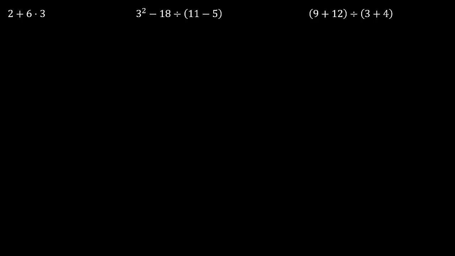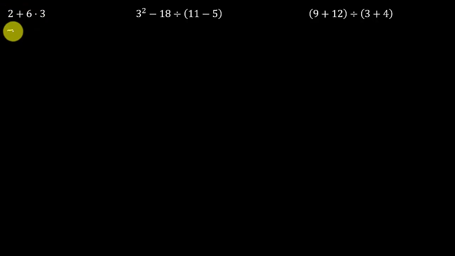I've got 3 problems here. Let's start with the first one. We've got 2 plus 6 times 3. So, parentheses, exponents. We don't have either one of those. No parentheses or grouping symbols. So now we go to multiplication and division. You can see we have multiplication right here, so we have to do this multiplication before we do the addition.